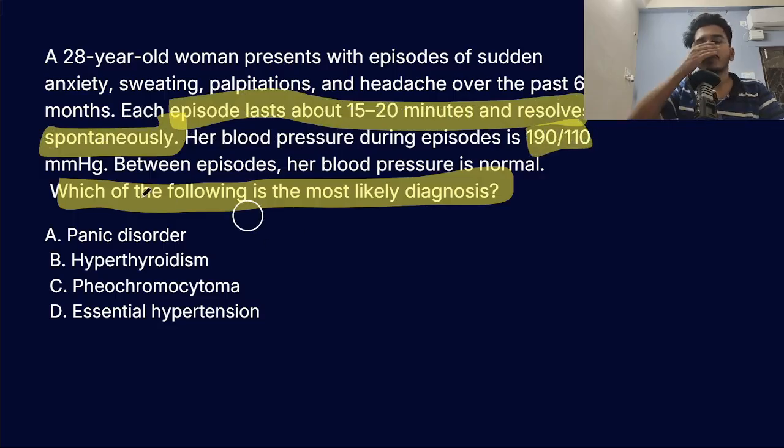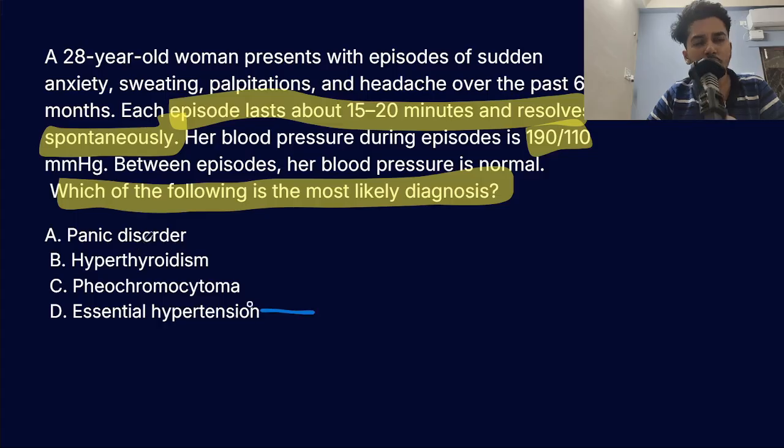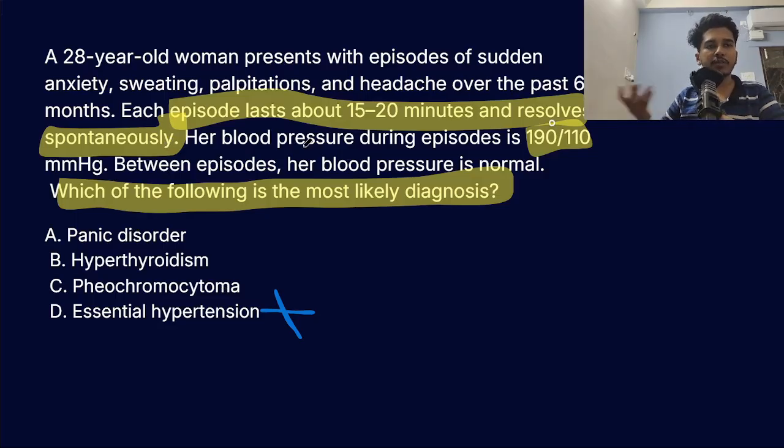Now, episodic, my mind goes to episodic stuff. What is episodic in all of this? I can easily say that essential hypertension is a continuous process. It will have a person's BP being continuously high. It will not be episodic, and it will not resolve spontaneously. You need to give some medication.